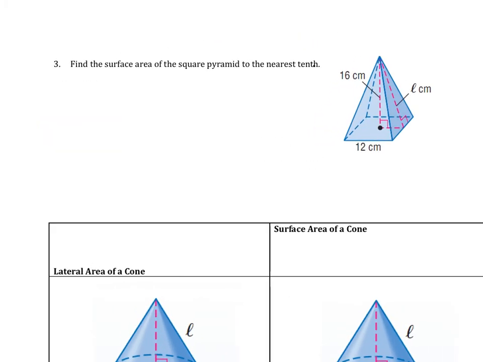So if I look, what's the surface area of the square pyramid to the nearest tenth? If I look, 16, that's the altitude. But that's not what I want. I want my slant height here, okay? I need the slant height.